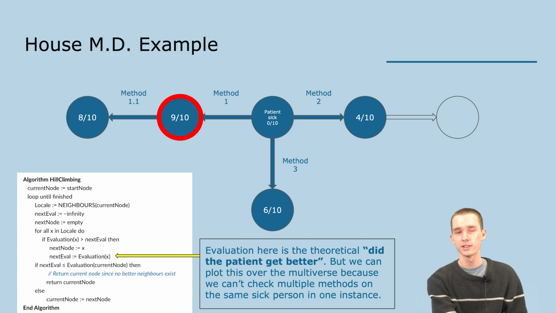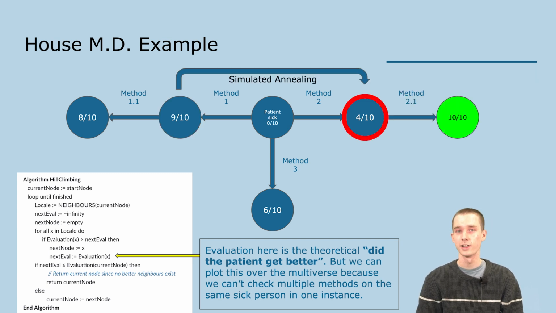So now we're on the 9 out of 10 node. We'll try the next method that follows that, which is the 1.1 neighbor. And the algorithm would check the method 1 neighbor or its surrounding neighbors as well. But for this one, we'll try method 1.1, which is an 8 out of 10. So that's not an improvement from 9 out of 10, and we're stuck at a local maxima. So there's nothing we can do.